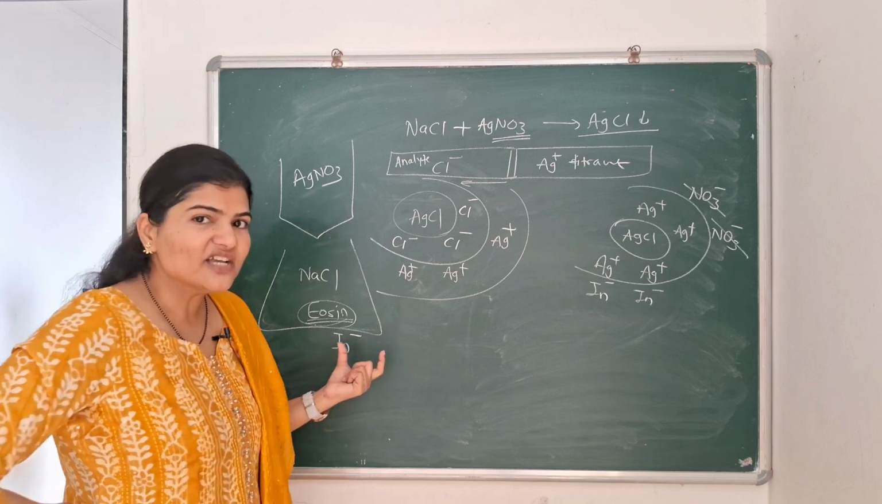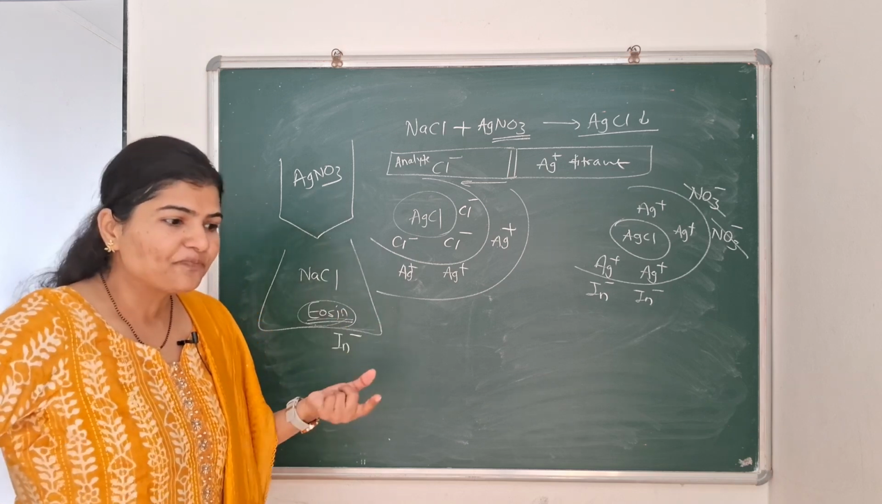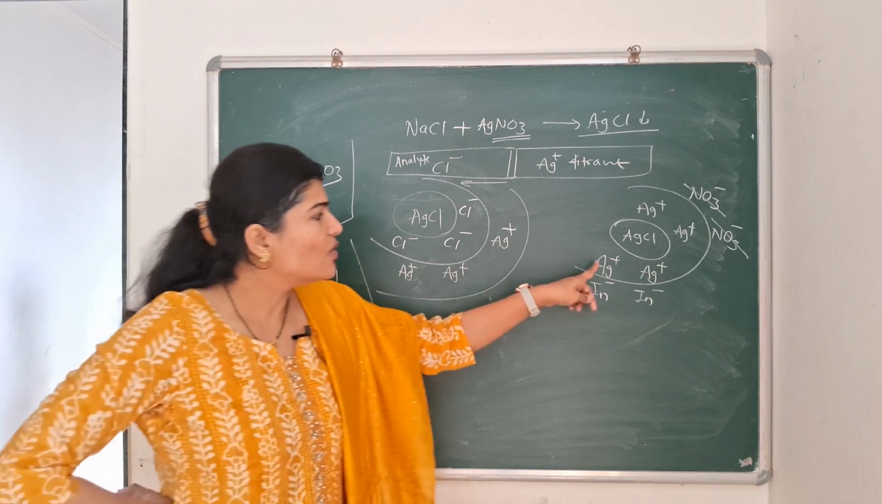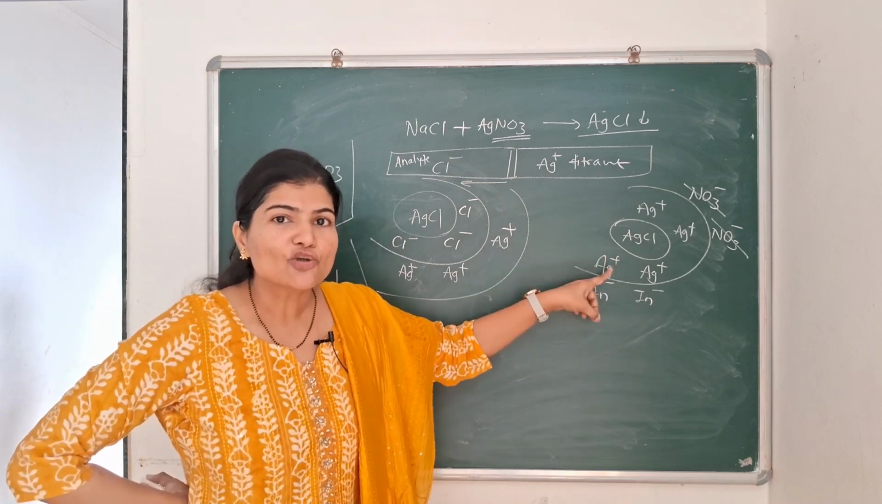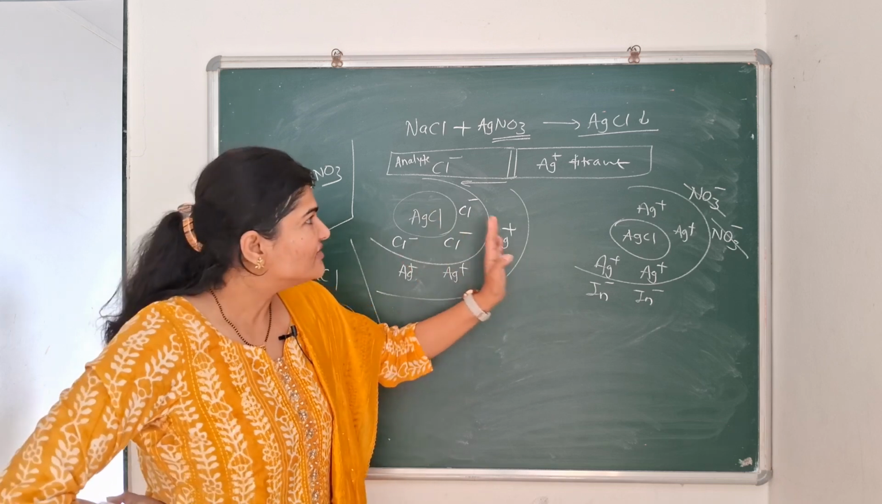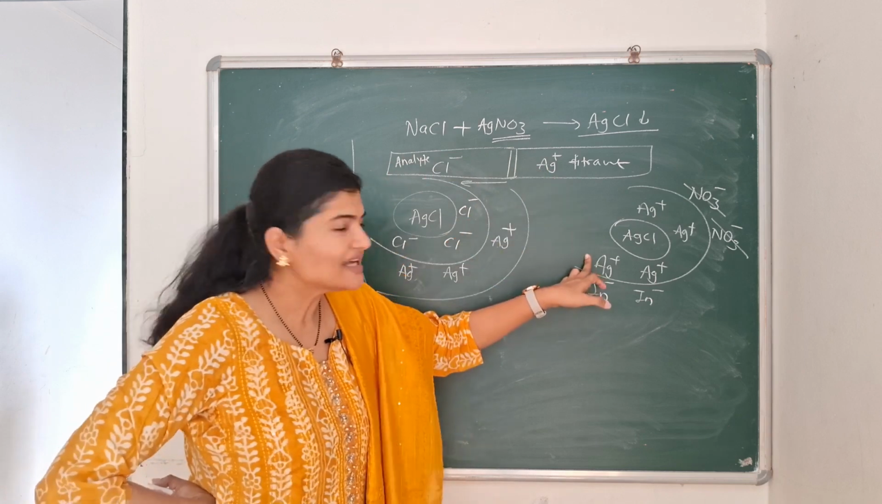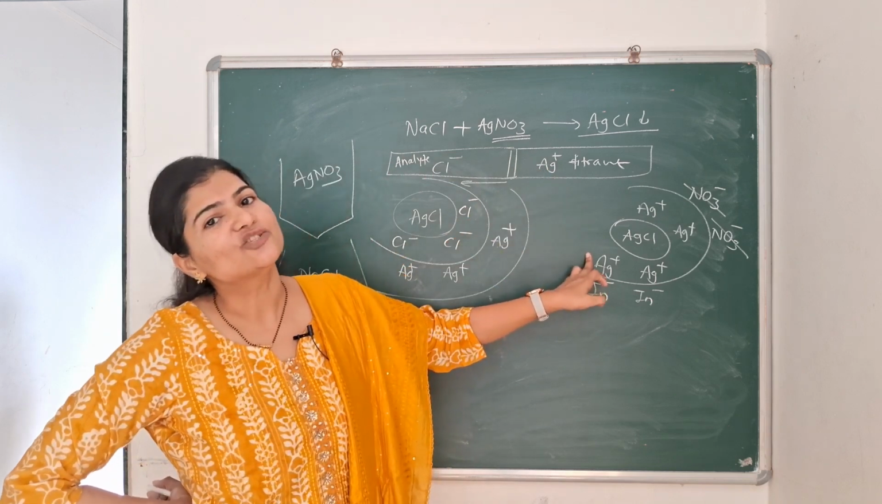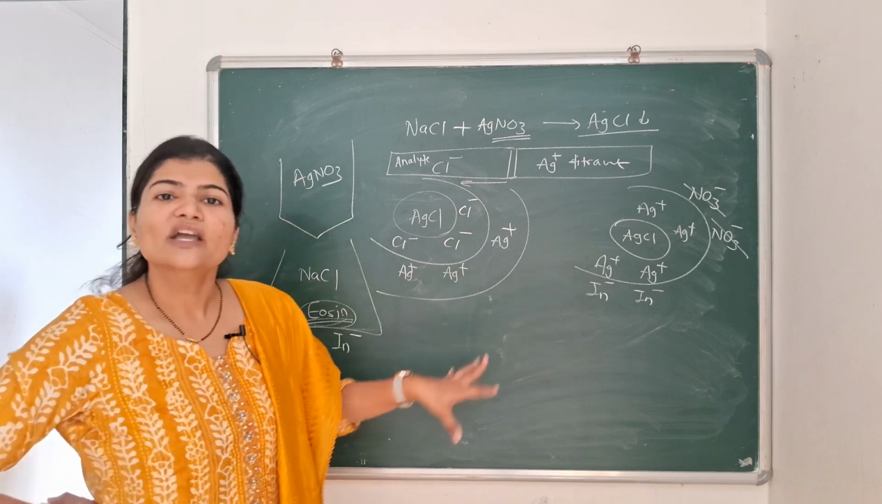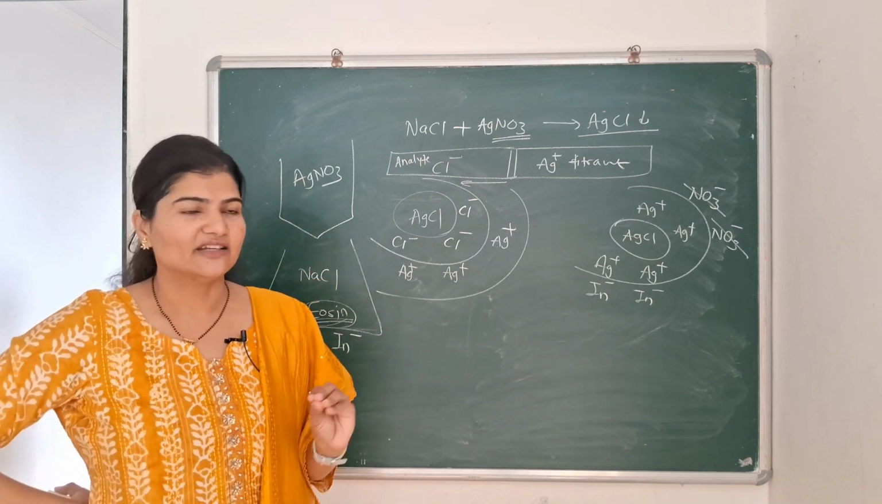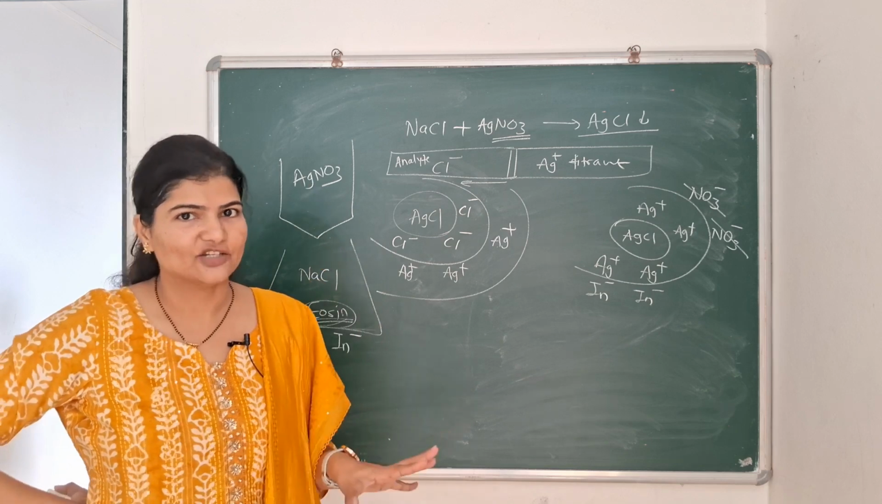Now here we have to consider a few points. The indicator which we are going to add should be oppositely charged to the ion which will be adsorbed after the equivalence point. So after the equivalence point, the titrant is going to be in excess. So Ag plus will comprise the primary adsorption layer. So the indicator has to be negatively charged. So we are going to use that kind of indicator for this type of titration.